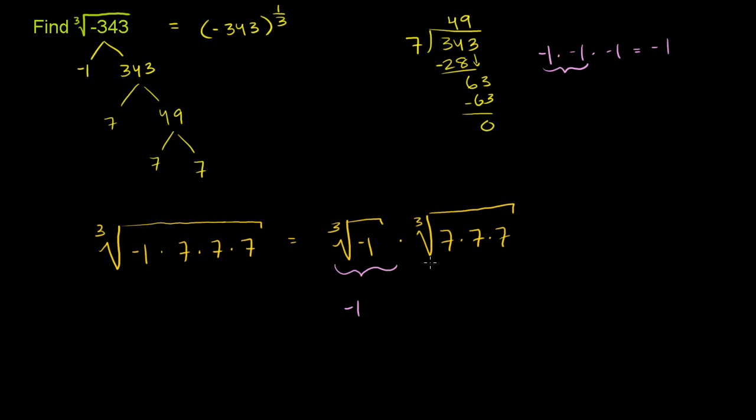And then this over here, the cube root of 7 times 7 times 7, well, that's just going to be 7. 7 multiplied by itself 3 times gives us 7 times 7 times 7, or 343. So it's going to be negative 1 times 7, which is the same thing as negative 7. So our answer is negative 7. And we're done.